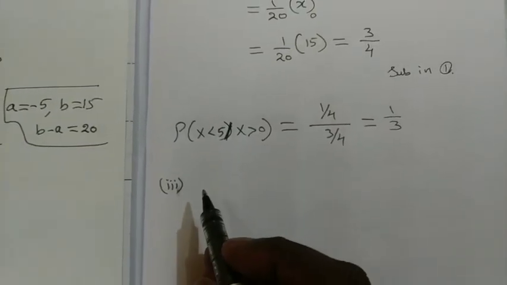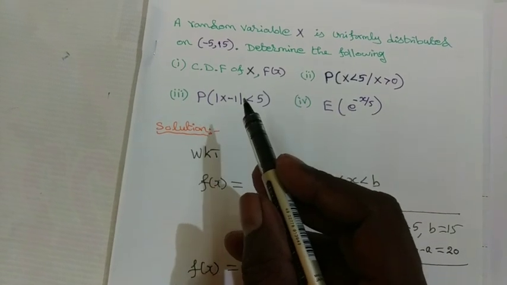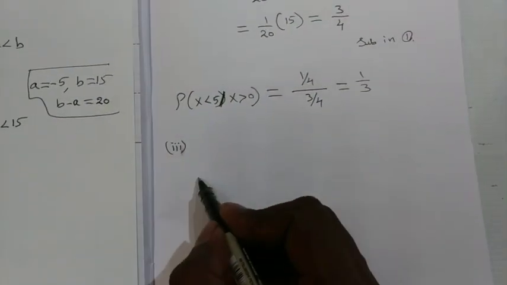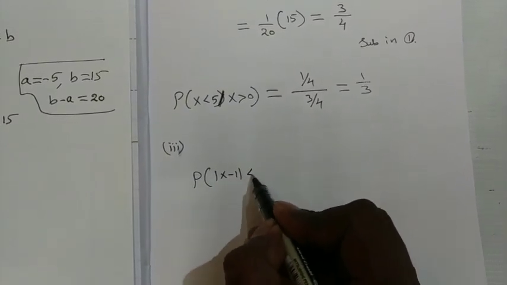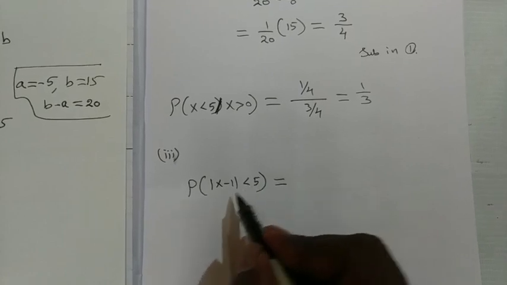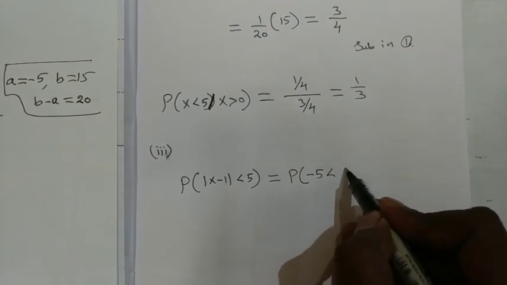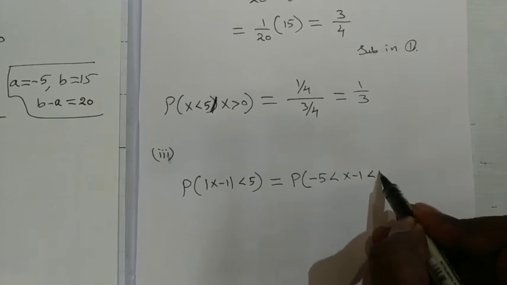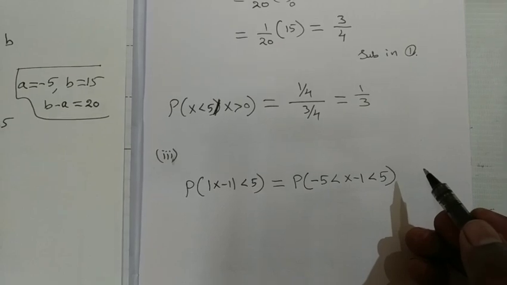So next I am going to find out the third one. What is the third one? It is modulus x minus 1 less than 5. So P of modulus x minus 1 less than 5. The modulus less than 5 can be written as minus 5 less than x minus 1 less than 5. So the modulus range can be written as negative to positive. So this is the meaning.